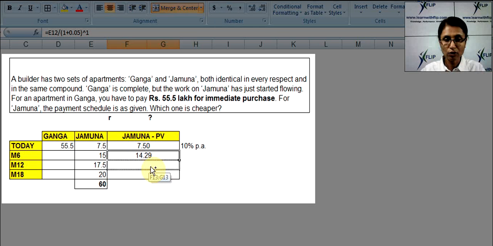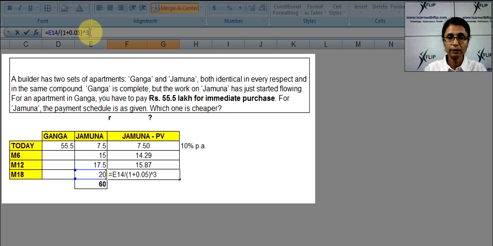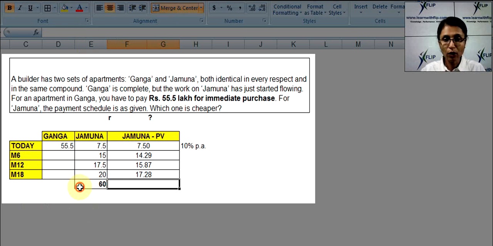Similarly, I'm just going to drag this and replace the 1 by 2, because we have 2 6 monthly periods and 3 6 monthly periods, and then sum it all up, and that will give you the lump sum equivalent of a Jamuna repayment. And there you go. This is the present value, and let me just reduce the decimal places. So it's 54.94 lakhs.